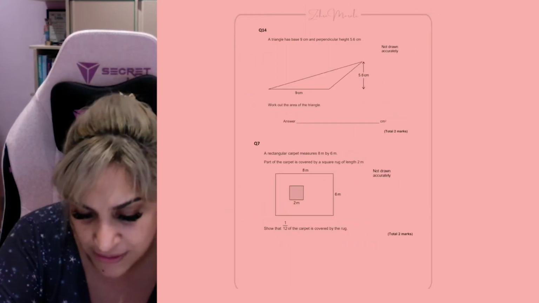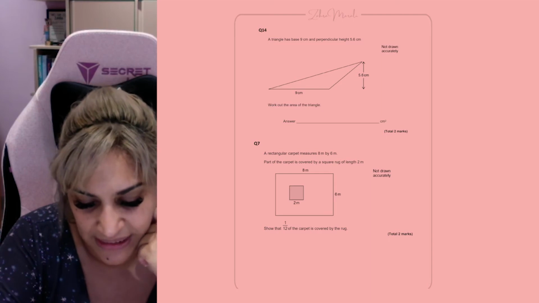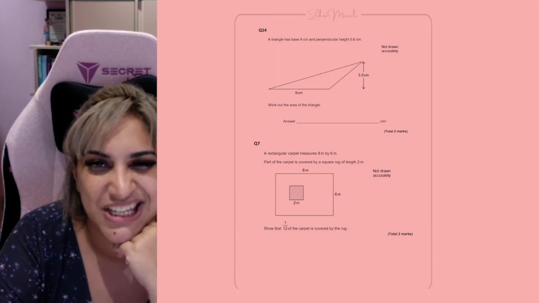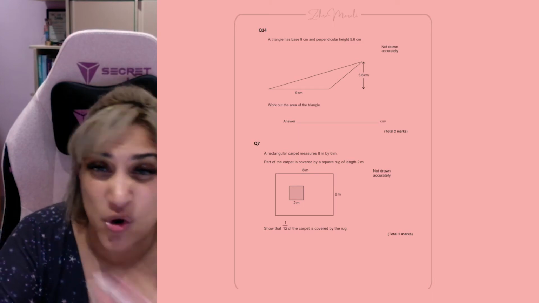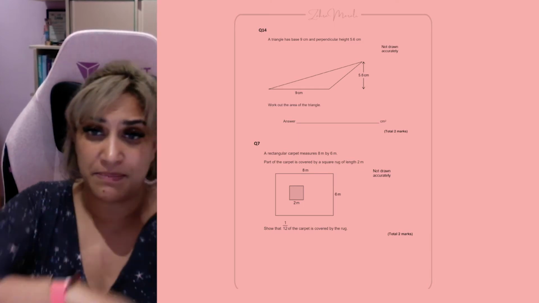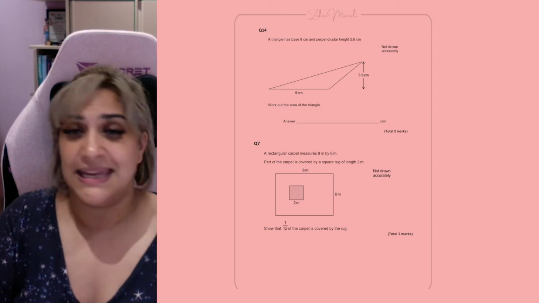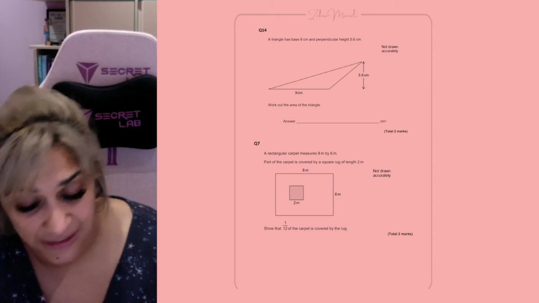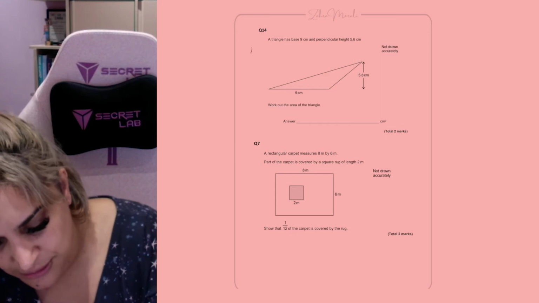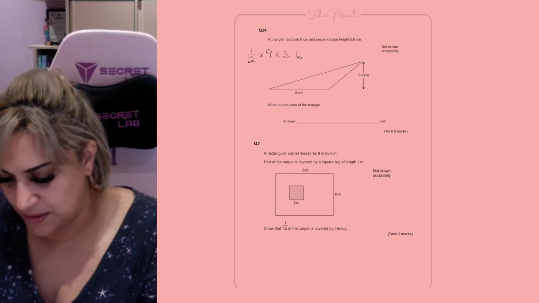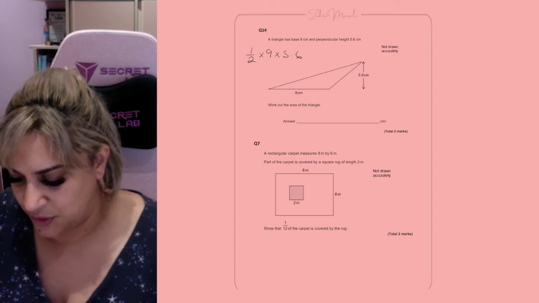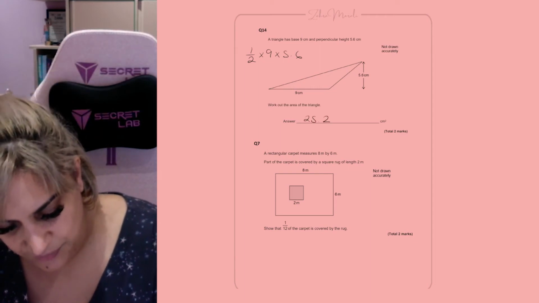Right, we've got a triangle, has a base 9 and a perpendicular height. If it had given you all the sides, you're not interested. You're interested in the one that meets it at right angles. It doesn't matter if it's not exactly on the thing. So the area for triangles is half times 9 times 5.6. So when you plug that all into your calculator, you get 25.2.